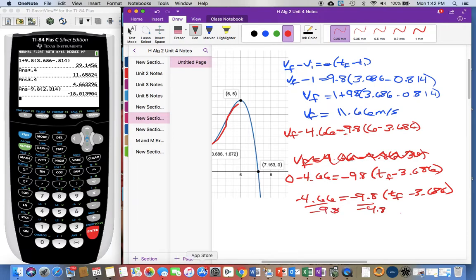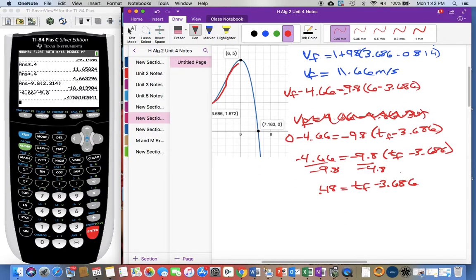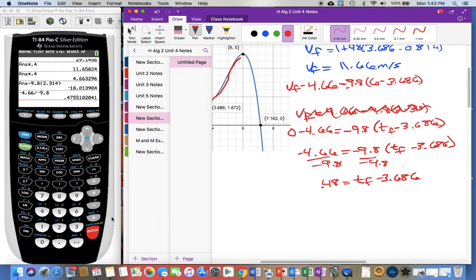See what we get there. So I'm going to take my negative 4.66. I won't be too picky with rounding, so you notice that I'm typing that in without all those extra decimals. Divided by negative 9.8, I get 0.48 is equal to t sub f minus 3.686, at which point I just add the 3.686 to each side. That tells me that at 4.16 seconds, I run out of speed.